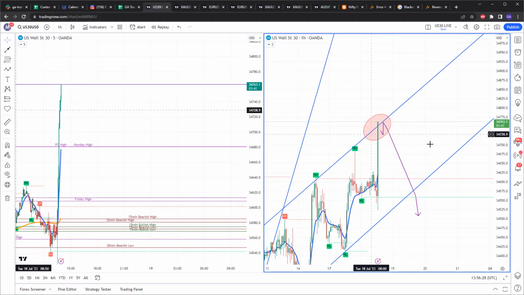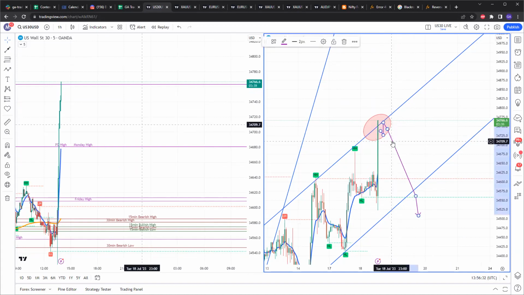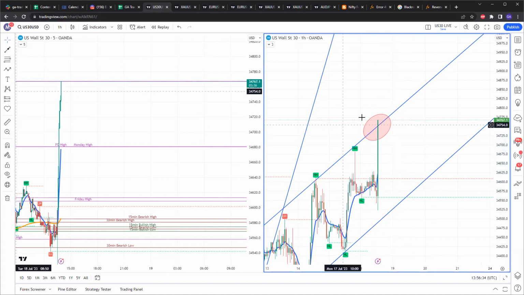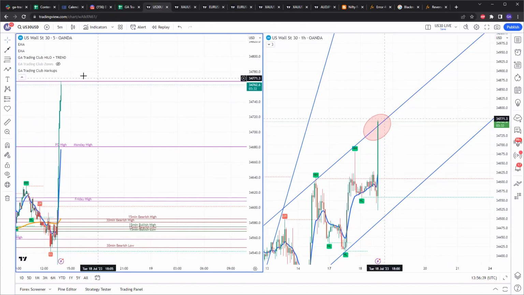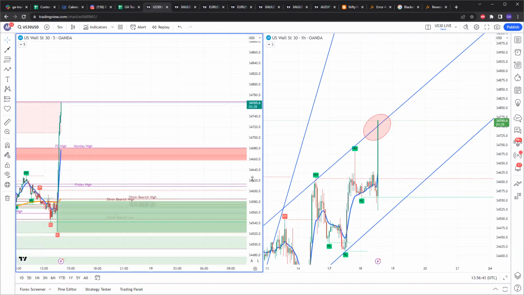And there goes US 30. So for me right now, I'm sitting on my hands for US 30, but I do anticipate price to stick to this trend line and have some type of reaction. Unfortunately, we don't have anything up here.